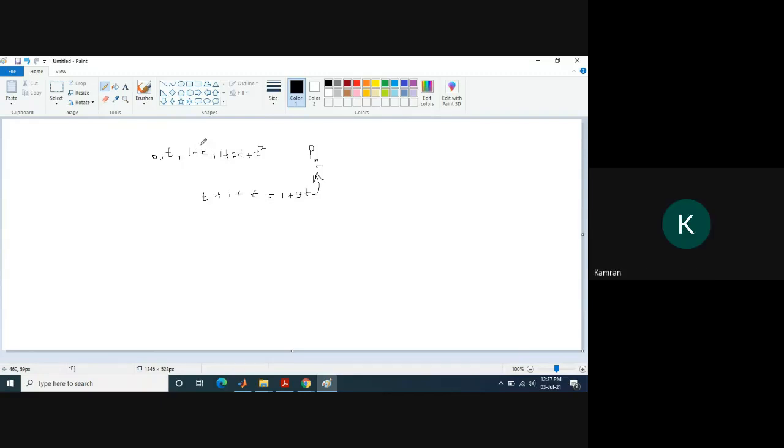Also if we add these two, 1 plus 1 is 2, t plus 2t is 3t, and plus t square.